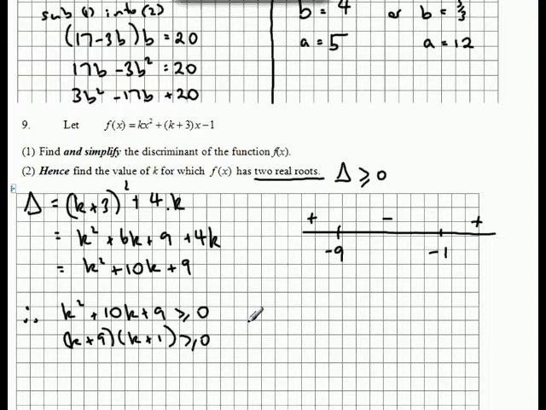So where are we less than or equal to 0? Sorry, greater than or equal to 0. We are greater than 0 there, equal to here, greater than here, equal to there. So that would be k is less than or equal to -9, or k is greater than or equal to -1.